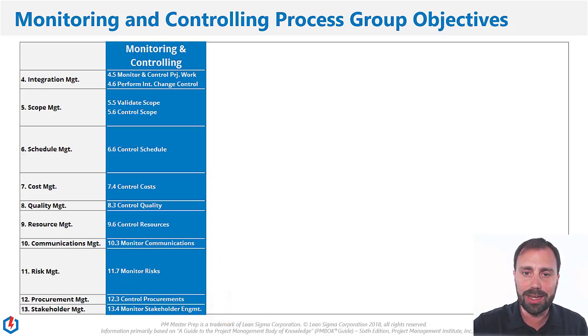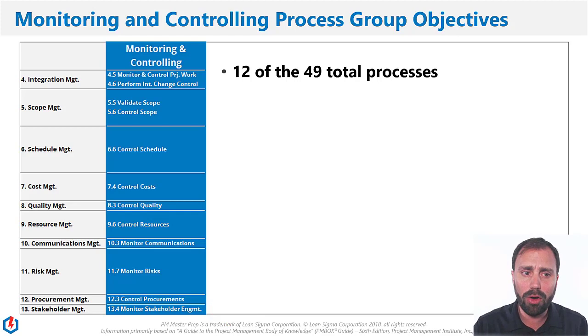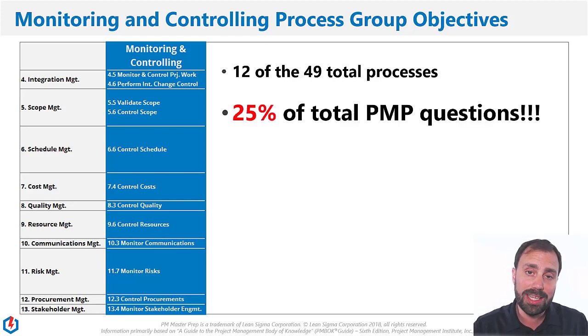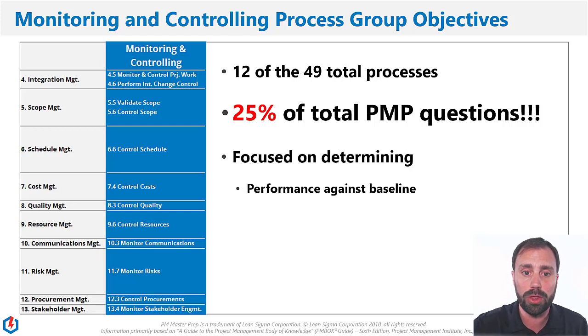Now, more specifically, there are 12 processes in the monitoring and controlling process group of the 49, right? So, that's about 1/4, and 25% of the PMP questions come from this process group. So this is a very rich area to study. So 12 processes, 25% of your PMP questions. So this is really one of the areas that we want to make sure that we know really well.